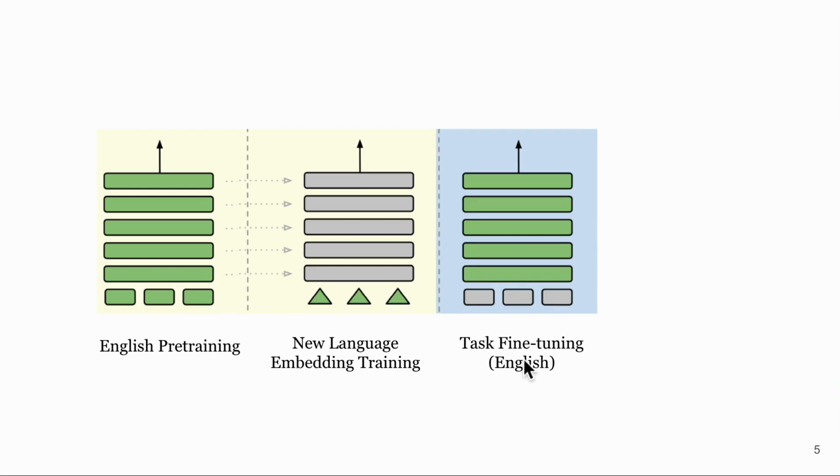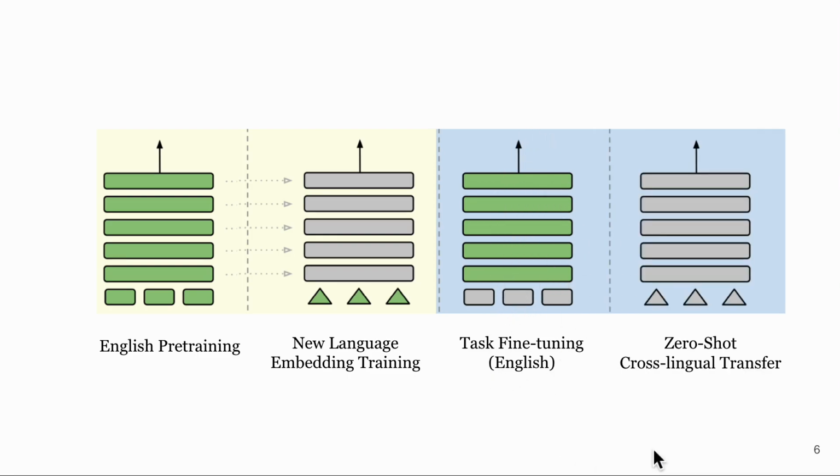You can then swap back in the English embeddings and freeze them and fine-tune the body of the model on some downstream task. And then you can plug in the embeddings trained for the second language earlier into this model and get zero-shot cross-lingual transfer to the new language.